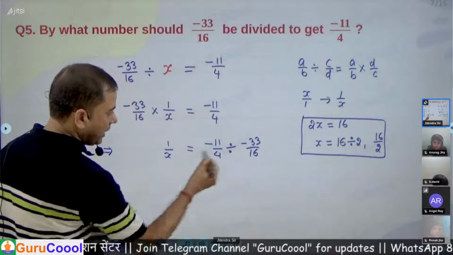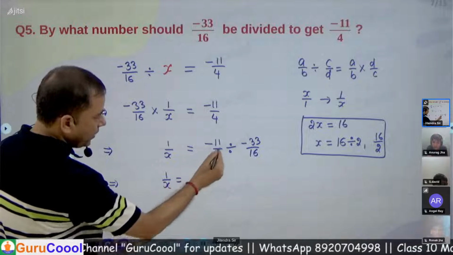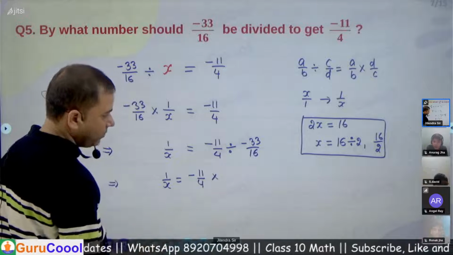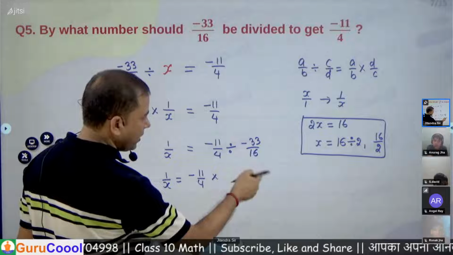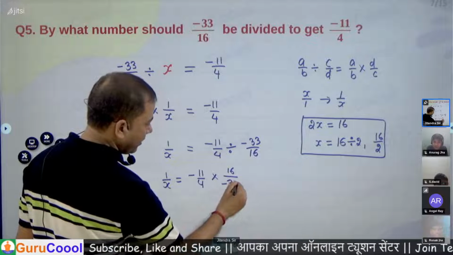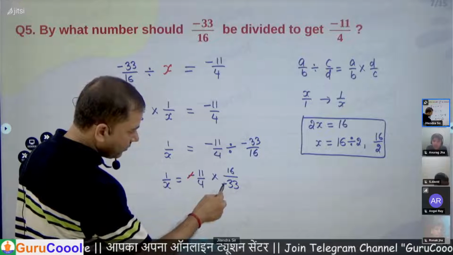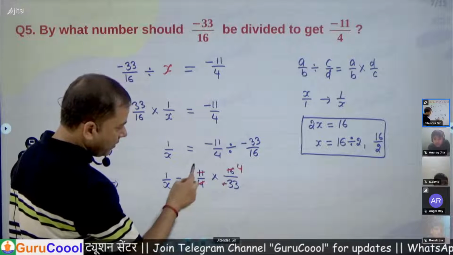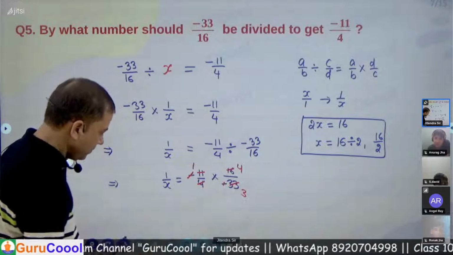Let us simplify that on the right side. On the left side, we will have 1 by x. Here it is minus 11 by 4. Divide sign changes to multiply. Minus 33 by 16 will be reciprocal. 16 will go to numerator, minus 33 in denominator. Let us cancel it. Minus sign cancels with minus sign. 4, 4 ja 16. 11, 3 ja 33. So it's 4 by 3.